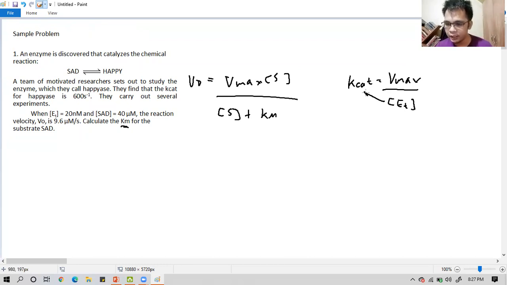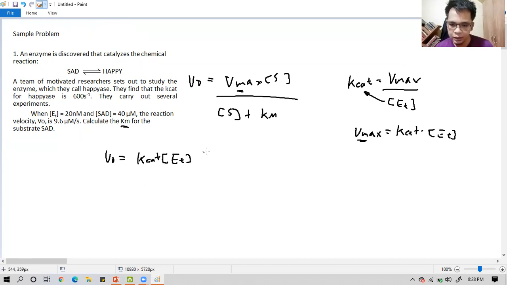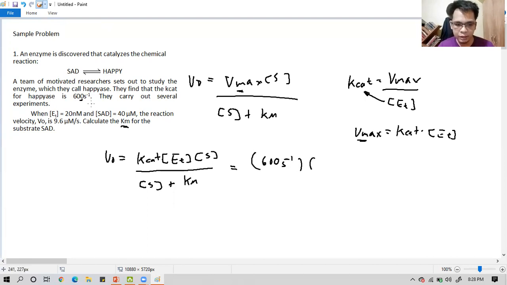Now we will have a criss-cross multiplication, and we will yield that Vmax is equal to Kcat times ET. Substituting it here, we have V sub O equals Kcat times the concentration of ET times the concentration of the substrate all over the concentration of S plus Km. So, it's direct substitution. Where is our Kcat? It is 600 per second, times the total concentration of the enzyme.